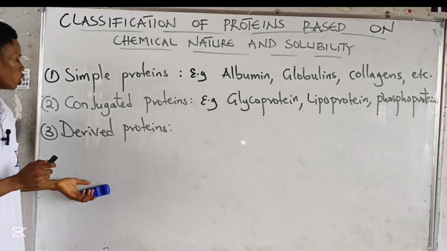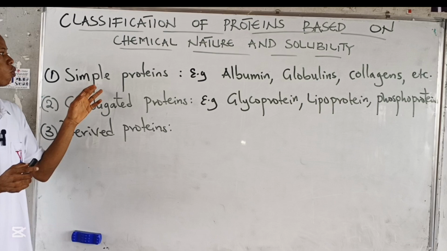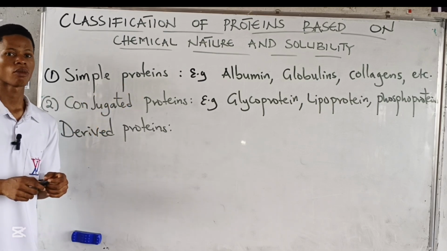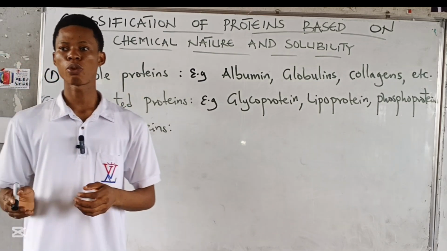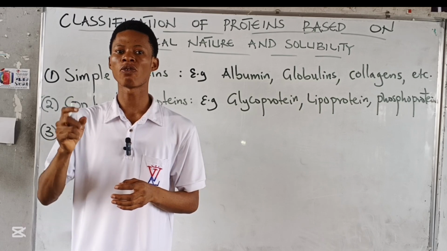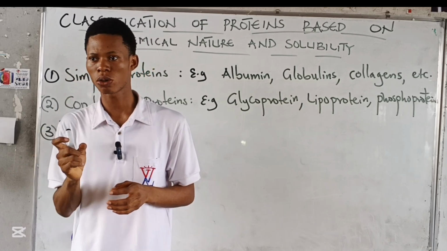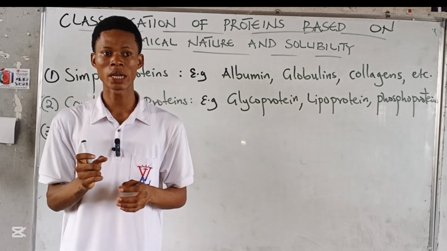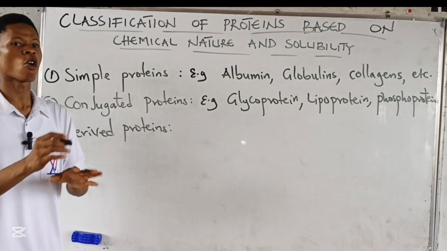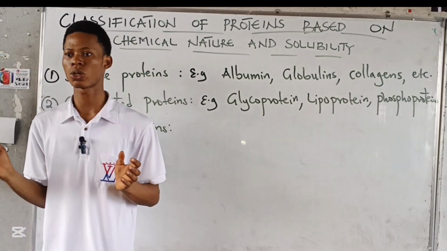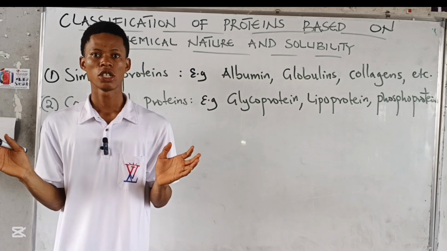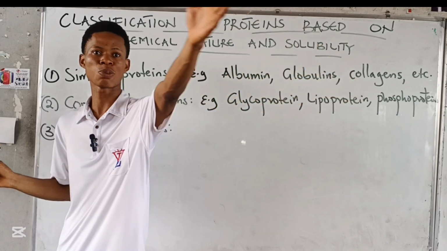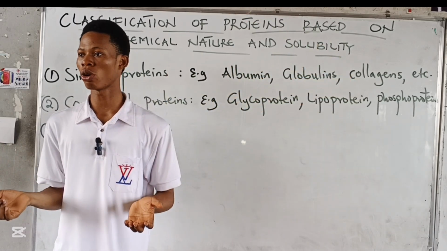Now, based on chemical nature and solubility, we have one, simple proteins. Simple proteins are composed of only the building block. And the building block of protein is what? Amino acids, right? So, simple proteins are made up of only amino acid residues. No other thing. It's just like looking at this building as protein. Because protein is a macromolecule, right?